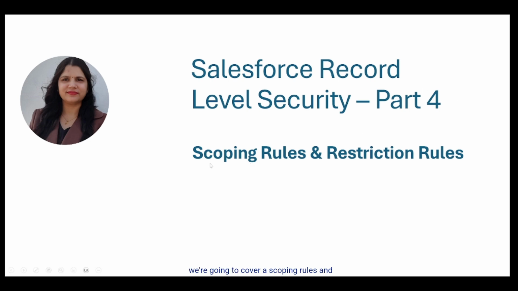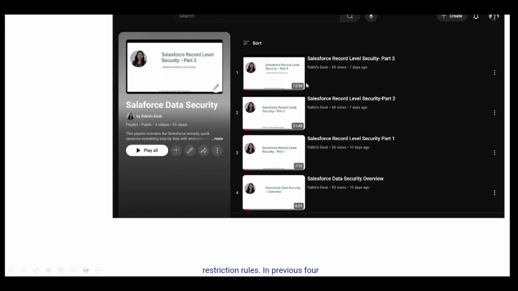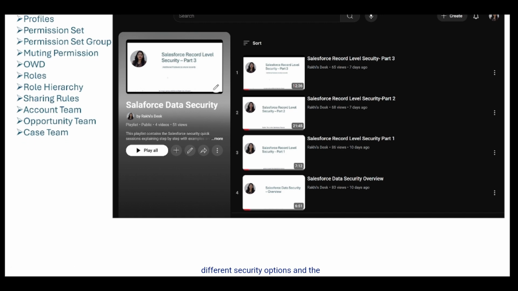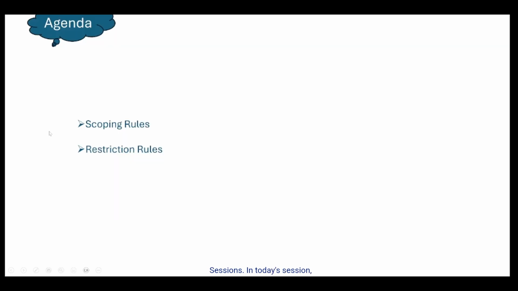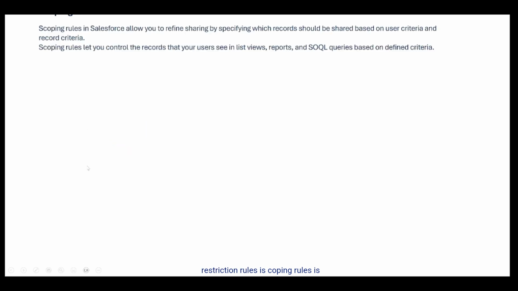And in today's session, we are going to cover scoping rules and restriction rules. In the previous 4 sessions, we have already covered the different security options and the sharing mechanisms provided by Salesforce: profiles, permission set groups, muting a permission, OWD, roles, role hierarchy, sharing rules, account team, opportunity team, case team, and we have also done the hands-on on all of these topics in the previous sessions. In today's session, we will cover scoping rules and restriction rules.